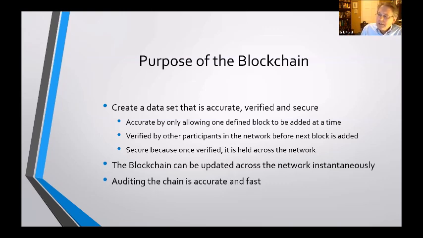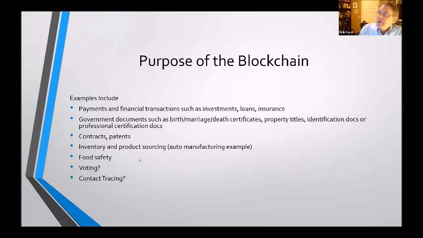And then auditing the chain is accurate and fast, because everybody's got a copy of it. It's digital, it's been verified, and it's a chain of data. And there's a great example of this I've got coming up. So examples to use a blockchain would be payments and financial transactions, investments, loans, insurance, government documents, birth, marriage, death certificates, property titles, identification docs, professional certification documents, contracts or patents, inventory, product sources.